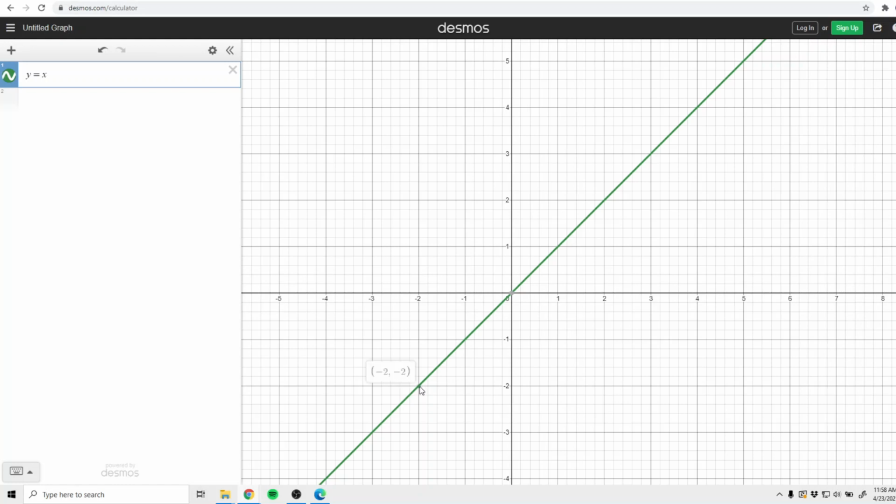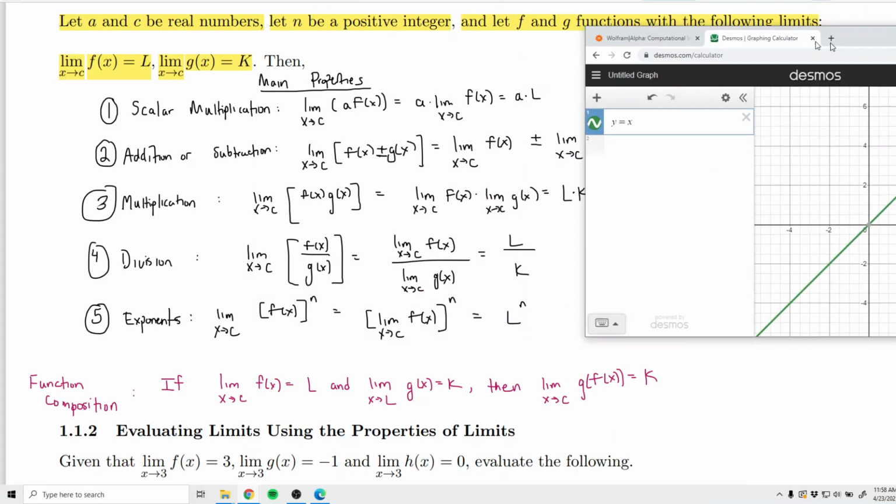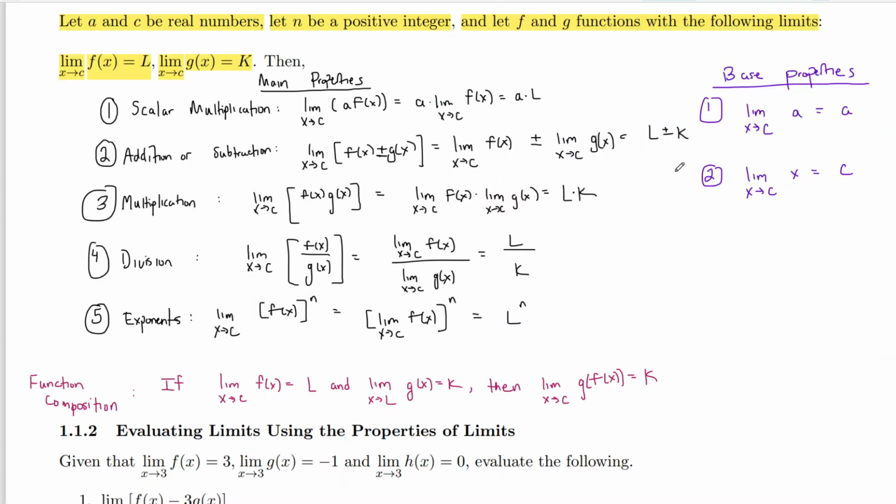-2, same thing. And if I pick any x value, the y value is going to be the limit, and it's going to be the same thing because it's the graph of y equals x. So what this property is saying is that if we have just x, visualize doing the limit by just plugging in the c value.